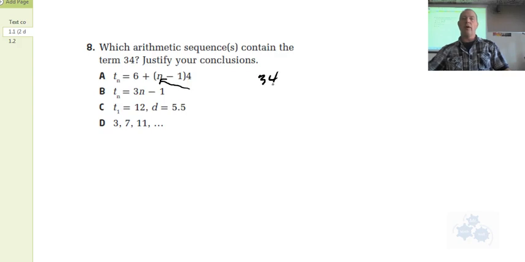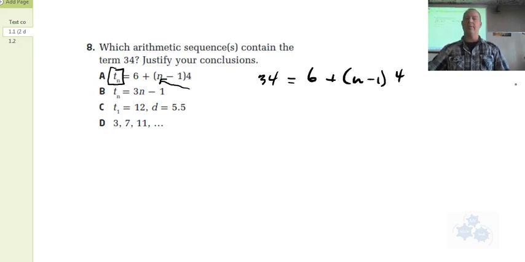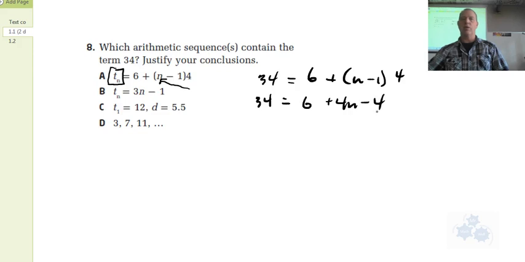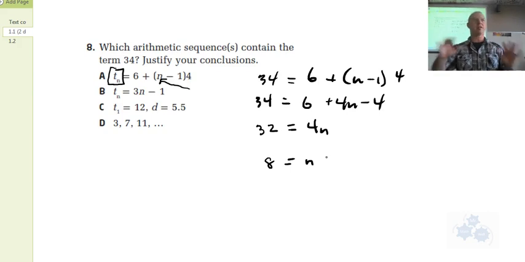So if you put 34 as this number right here and you solve for n, if you get a whole number, then it's in the list. If you solve for n and you get some kind of decimal, then it's not in the list. Does that make sense? Okay, so let me just show you how that works. 6 plus n minus 1 times 4. So 34 equals 6 plus 4n minus 4. Okay, so 6 minus 4 is 2. So this is going to be minus 2, 32 equals 4n. n is 8. So because that's a whole number, it appears that 34 is part of this sequence. Okay? I skipped a few steps there, but I think you got that right.